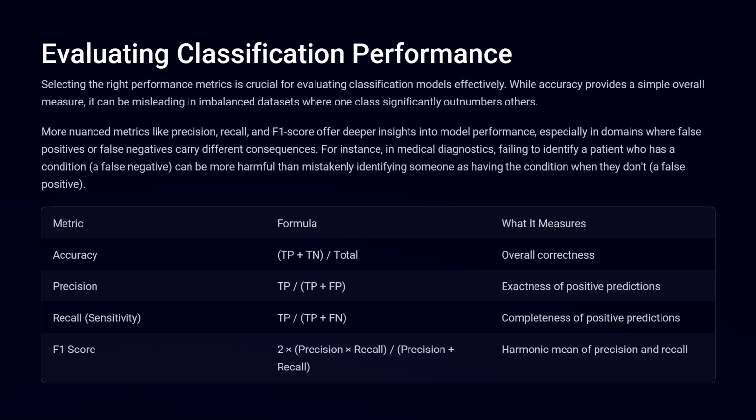For instance, in medical diagnostics, failing to identify a patient who actually has a condition, a false negative, can be more harmful than mistakenly identifying someone as having the condition when they don't, a false positive. The following illustration presents the metrics along with their corresponding formulas and outputs.